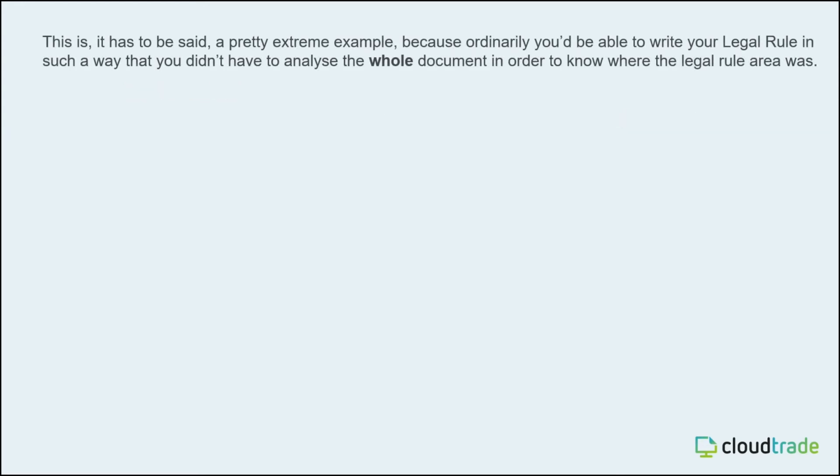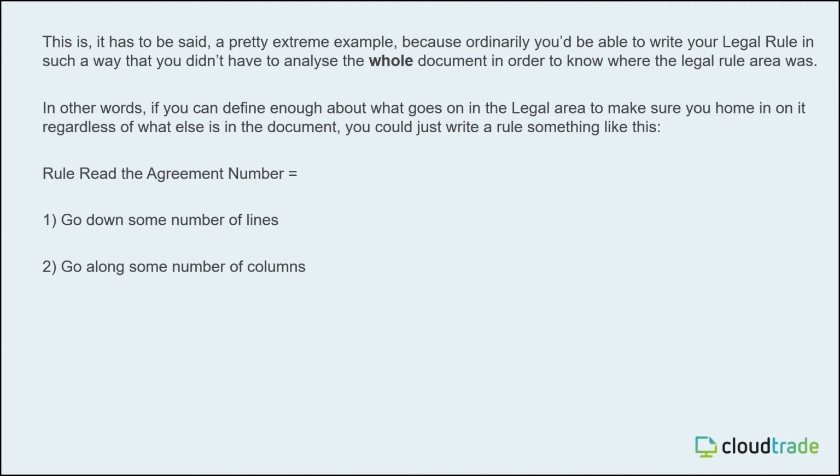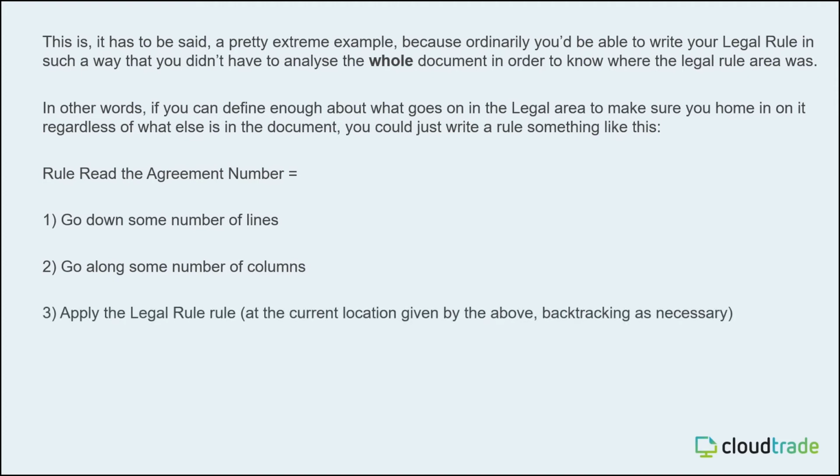This is a pretty extreme example, of course, because ordinarily you would probably be able to write your legal rule in such a way that you didn't have to understand the whole document in order to get to the right place. As long as you can find enough about that legal area which makes it unique in the document, then you can allow Grammatica to basically navigate its way down, ignoring all the other bits, and then get to that legal rule and read it.